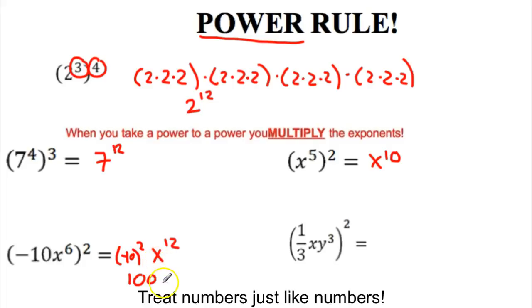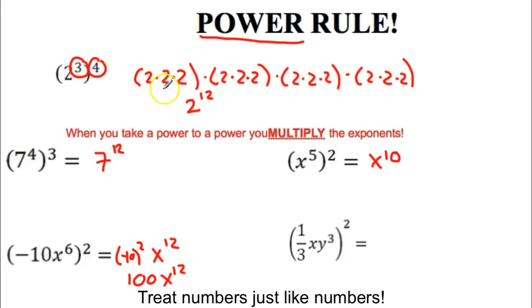All right, and then I have x to the 12th power. So the product rule, you treat the numbers just like numbers, right? You multiply this 6 times 2, but then you just make it negative 10 squared.